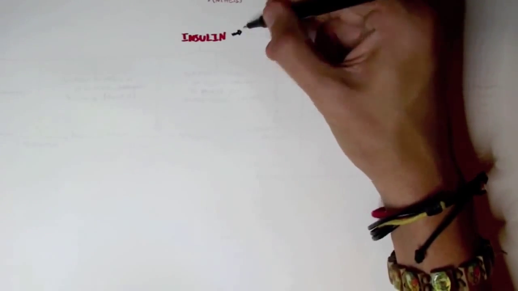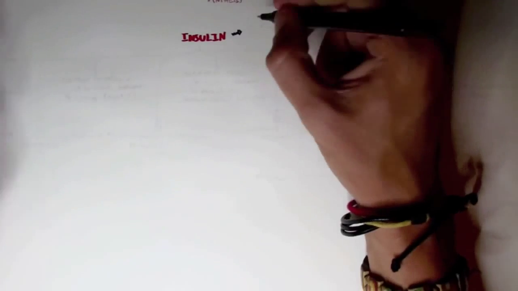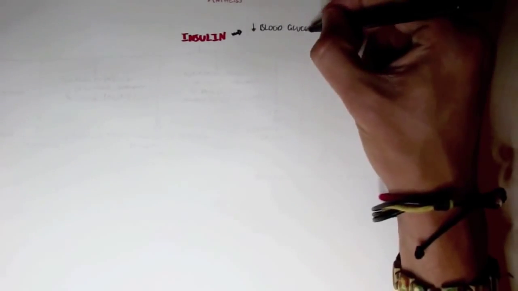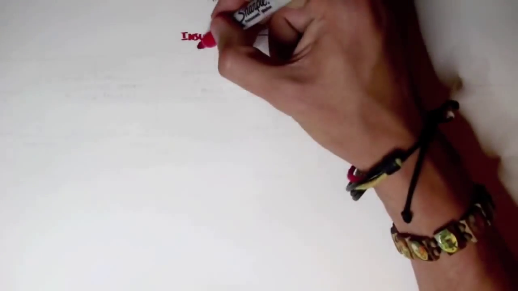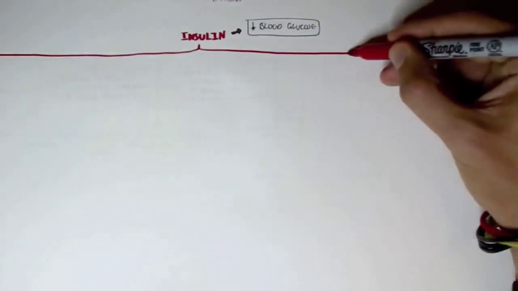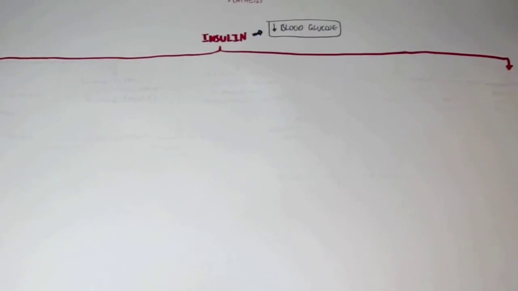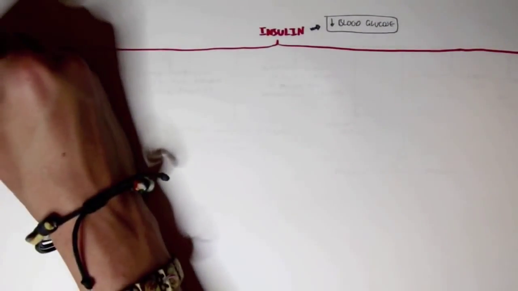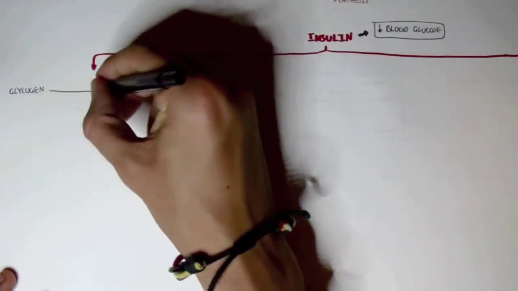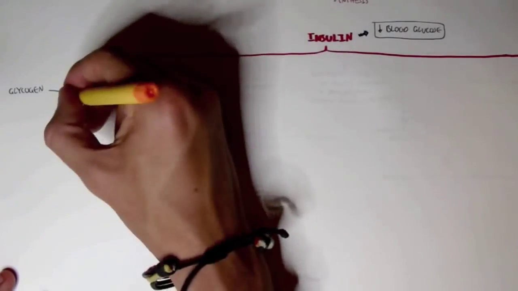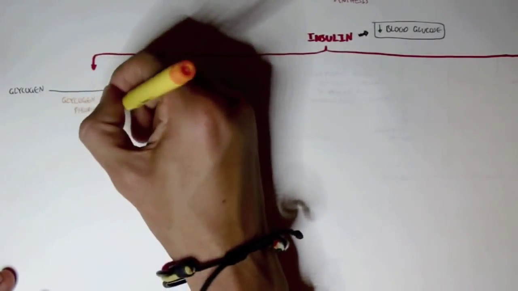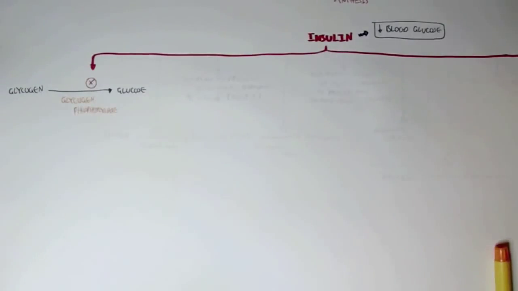So insulin. Now let's look at the broad picture here. Insulin essentially lowers blood glucose levels, as well as stimulates the absorption and storage of excess energy. So let's go over the major effects insulin has in the body. So insulin inhibits the degradation of glycogen to glucose. So it inhibits glycogen phosphorylase, the enzyme responsible for this.